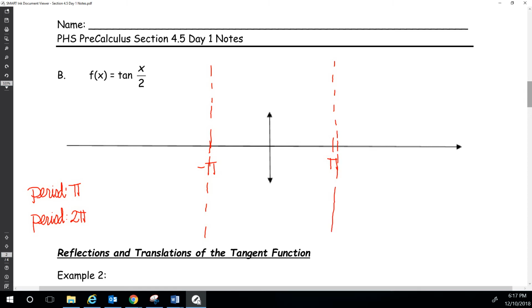Oops, pretend like I went through that line there. And then we're going to start low, go through the origin, and end up high.